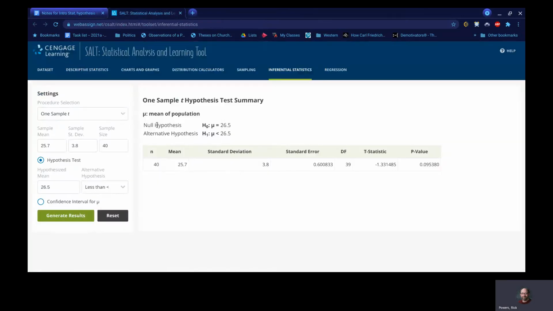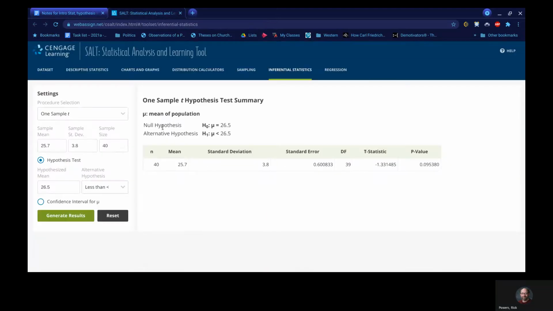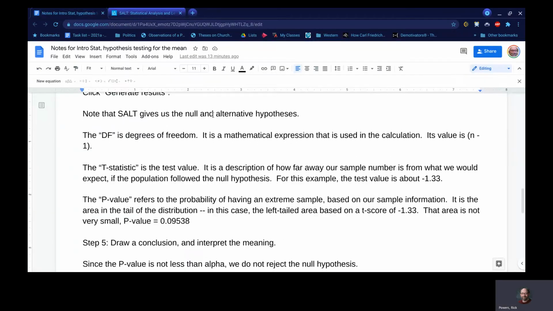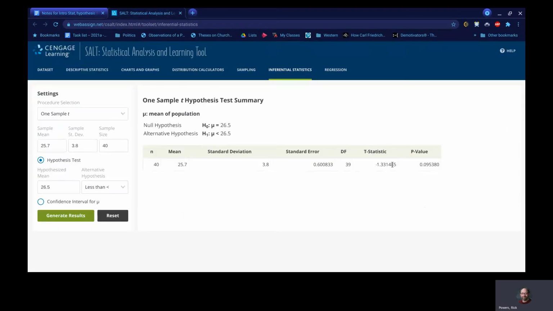Note that SALT gives us the null and alternative hypotheses. The DF is degrees of freedom. It's a mathematical expression that's used in the calculation. Its value is n-1. In this case, the sample size is 40. DF, or degrees of freedom, is 39. The T statistic is the test value. It's a description of how far away our sample number is from what we would expect if the population followed the null hypothesis. In this example, the test value is about negative 1.33.